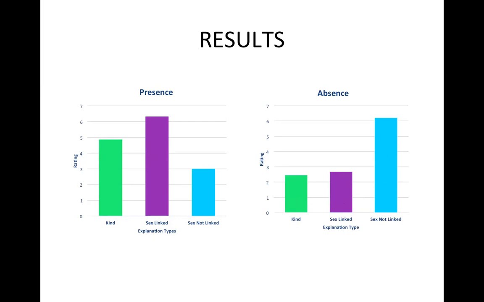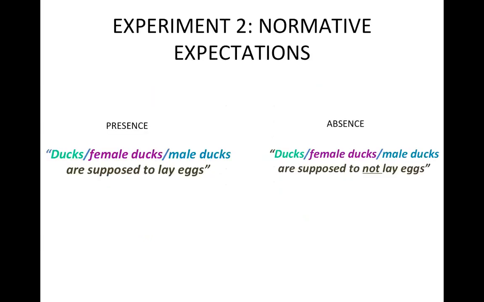So we see that there are formal explanations for both the presence and absence of the property in instances of the kind.